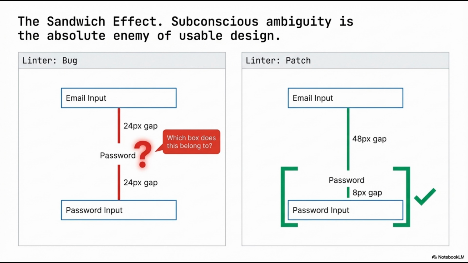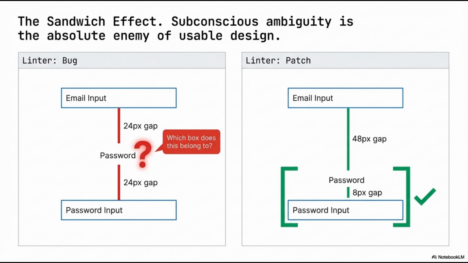The label is perfectly equidistant, so the user's eye scans down, hits the word password, and on a primal subconscious level, their brain cannot tell which input that label actually belongs to. Wait, did they type the password in the box above the word or below it? Exactly. It creates a split second of ambiguity, and ambiguity is the absolute enemy of usable design. But if you simply tighten the space between the label and its input to, say, 8 pixels, and then expand the space between the different form groups to 48 pixels, the ambiguity vanishes instantly. Your brain groups them before you even consciously read the words. It's basically magic, but it's just logic.